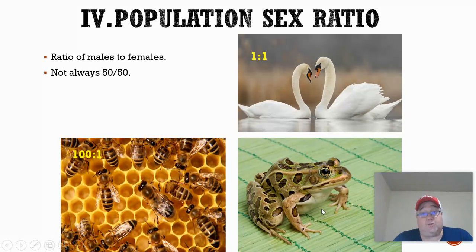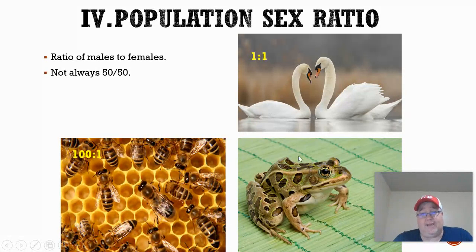Sometimes you get sex ratios that change. A real interesting one is frog populations, like frog species. There's been a lot of studies done of frogs in the Midwest, where normally you would think the sex ratio is 1-to-1, like one male for every one female.